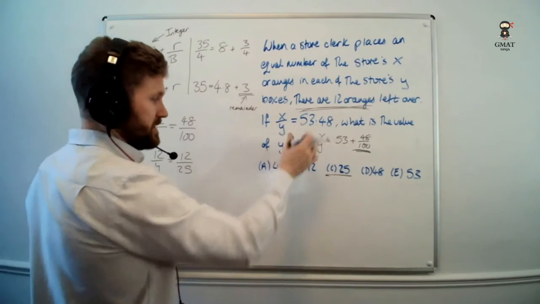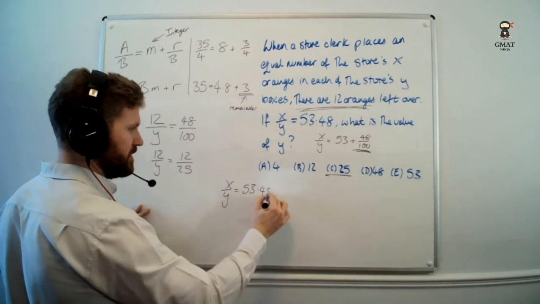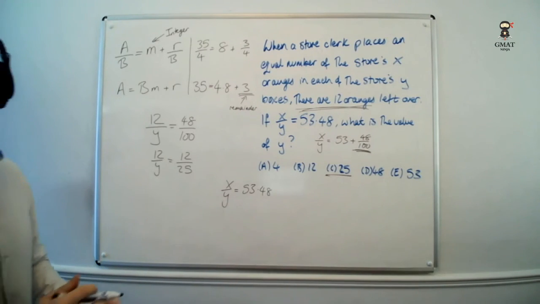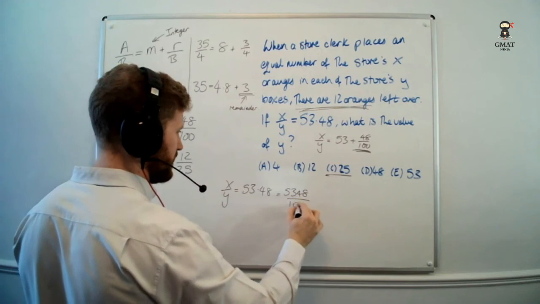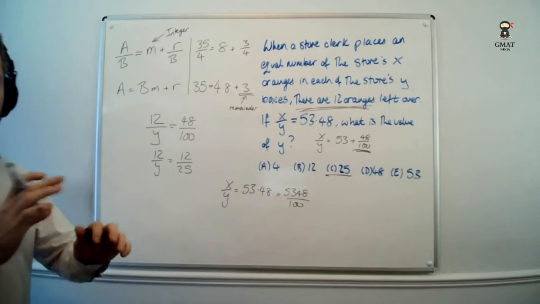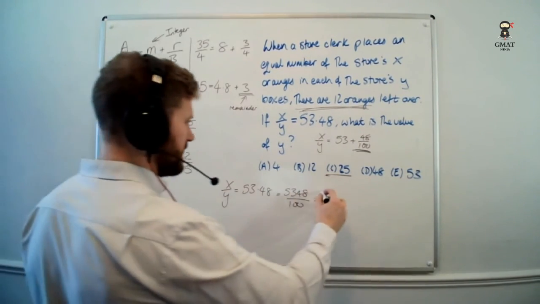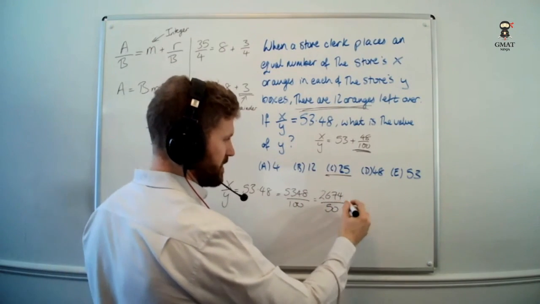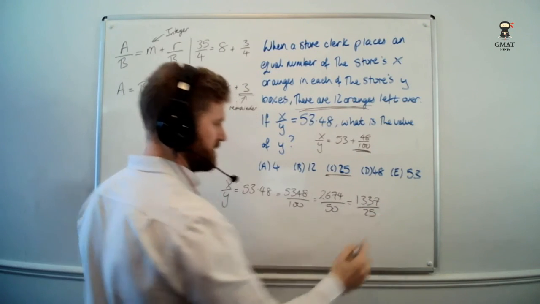I could just, starting from the beginning, x over y is 53.48. Or I could say that that is 5,348 divided by 100. Right, now it's just a case of cancelling. So top and bottom divide by 2, and I'm going to get 2,674 over 50. Again, I've got a common factor of 2, top and bottom. I get 1,337 over 25.